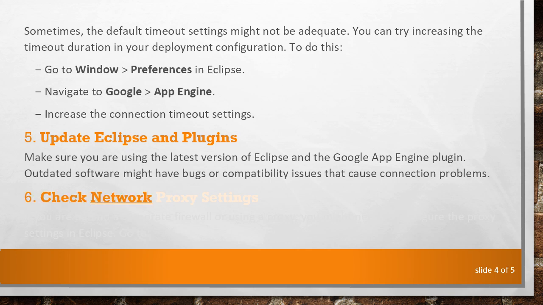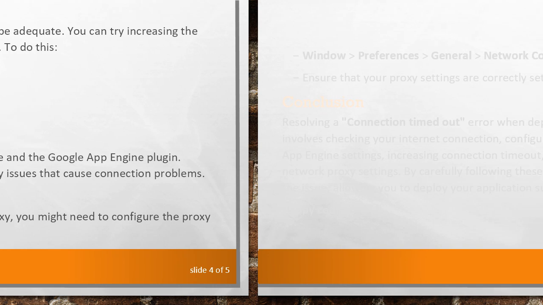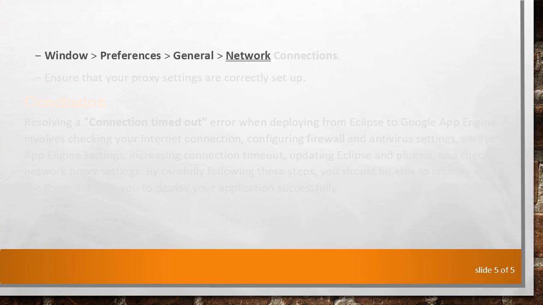6. Check network proxy settings. If you are behind a corporate firewall or using a proxy, you might need to configure the proxy settings in Eclipse. Go to Window Preferences, General, Network Connections. Ensure that your proxy settings are correctly set up.